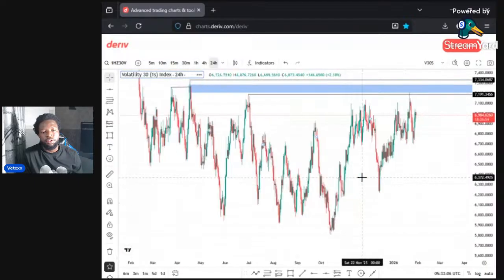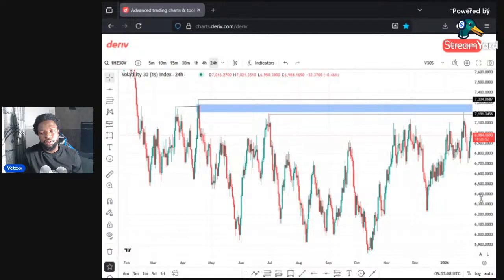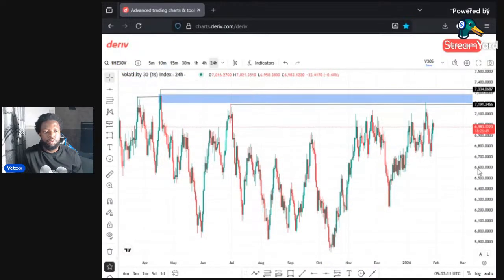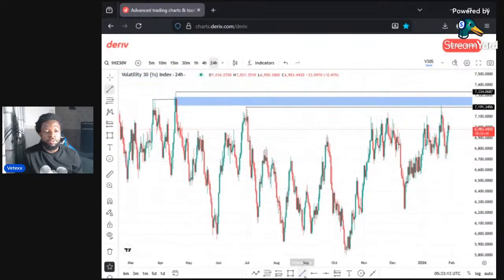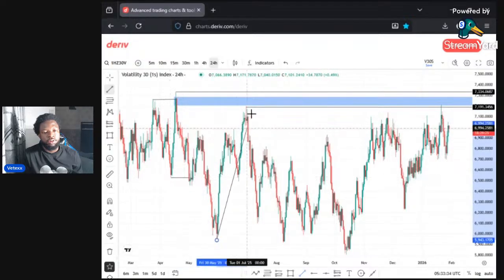So V30X currently is bearish on the 24-hour time frame. It's bearish on the 24-hour time frame. We already have our markouts here. Number 1, we have sweep of liquidity. Number 2, we have first break of structure. Number 3, price retraces 50% to give us structural liquidity that needs to be taken out.